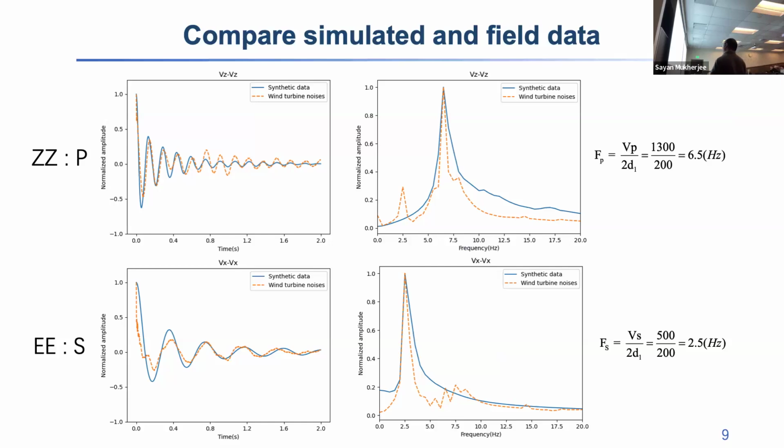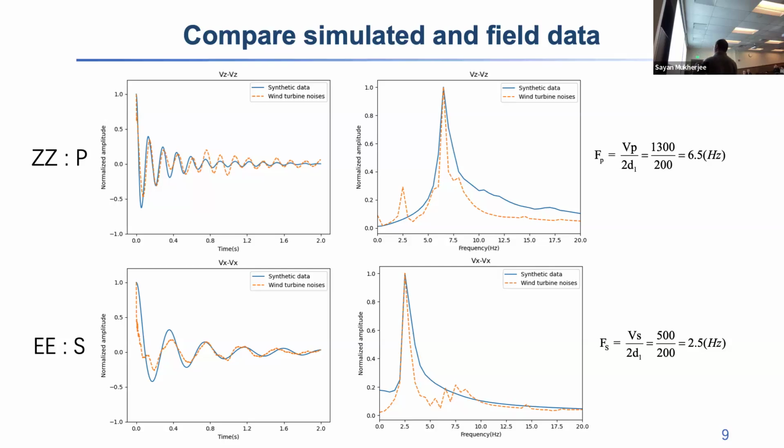This is for the Z component. If you change it to the frequency domain, you can see the same dominant frequency here. Remember, we know the depth of the first layer and we know the velocity for both P and S wave. So we can calculate the theoretical frequency here. It's 6.5 Hertz. It's the same for both the synthetic and the field data. So for now, we verify that this dominant frequency corresponds to the two-way travel time in this first layer. This verified that we retrieve the reflected body wave.